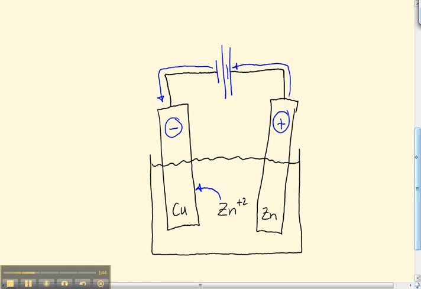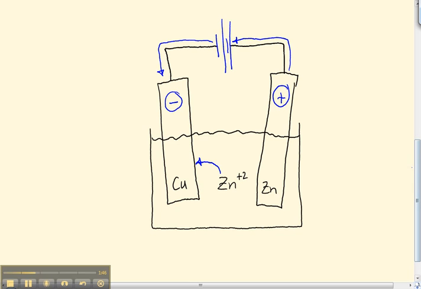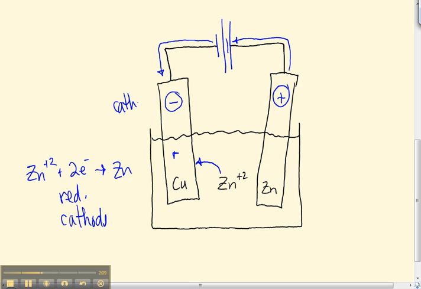Okay, the difference here between this and voltaic cells is that now right here at this electrode, I have this reaction happening. I have zinc ions picking up 2 electrons and producing just zinc metal. In other words, reduction. Okay, and reduction we know happens at the cathode. So in this example with electrolytic cells, the cathode is negative.